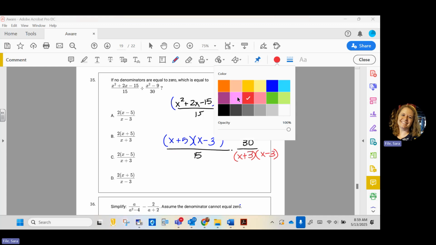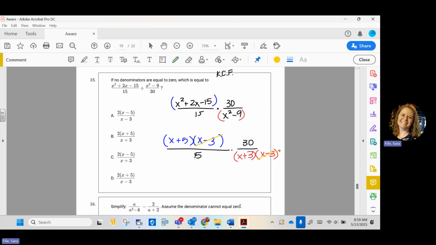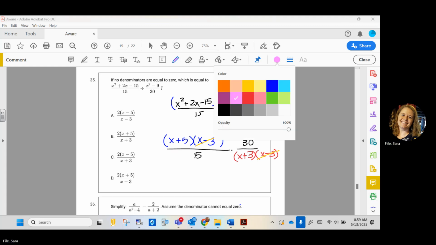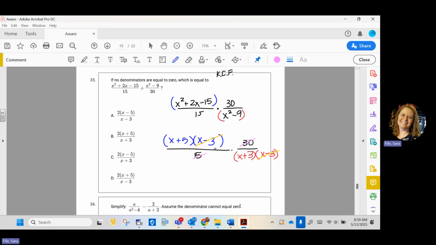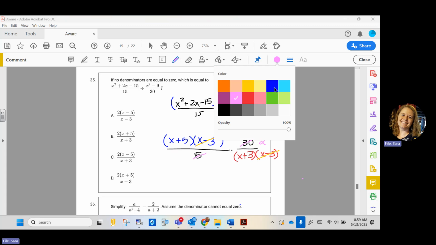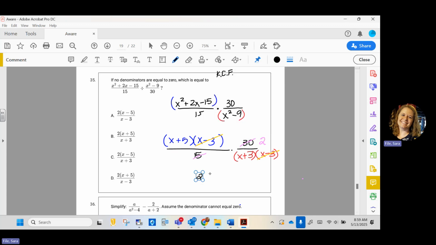And then look for common factors in the numerator and denominator that you can eliminate, so that x minus 3 can reduce. Also the 30 over 15. 30 divided by 15 is simply 2. Okay, and so then it's just 2 over 1. You don't have to write the 1. So then I have the 2 and the x plus 5 over, and the only thing left in the denominator is x plus 3. So that's what I'm left with, which I see here.